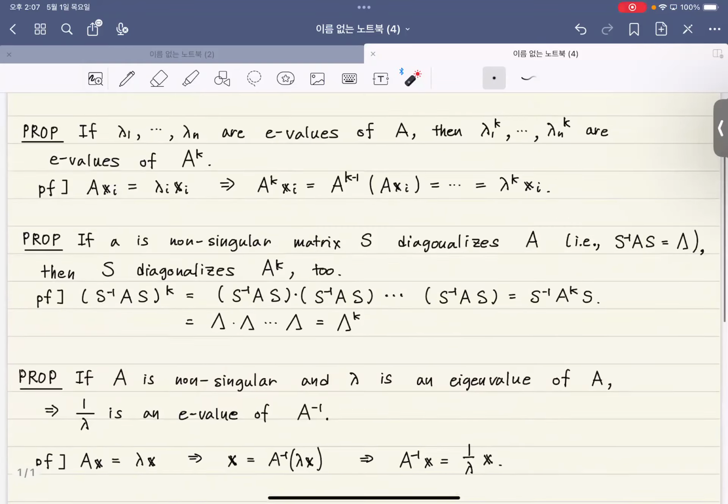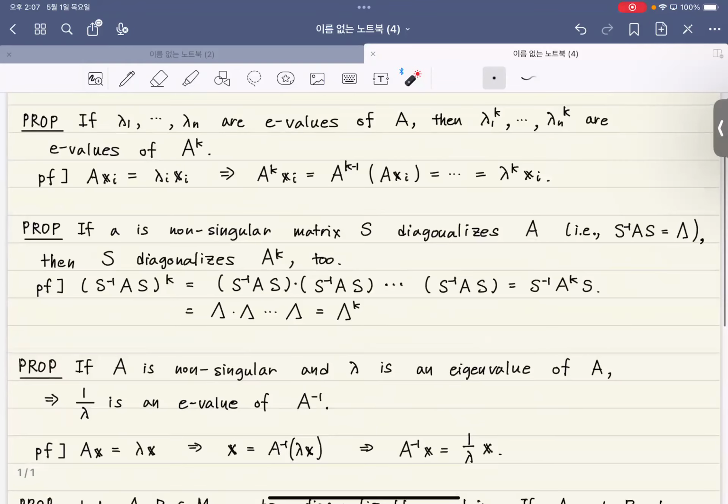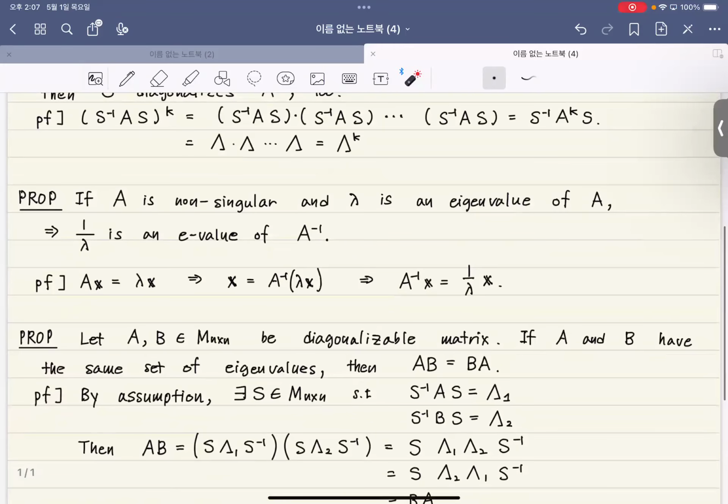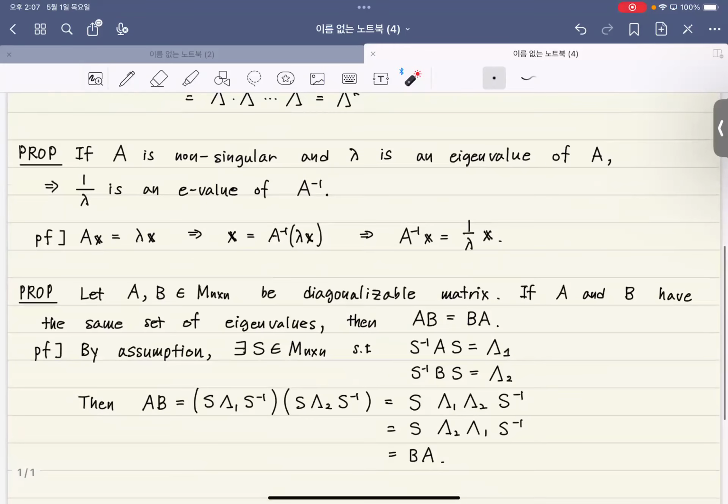So these first three propositions are about the power of A, and now we'll talk about the product of A and B. Suppose that I have two matrices, A and B, and let us suppose that they are both diagonalizable matrices.